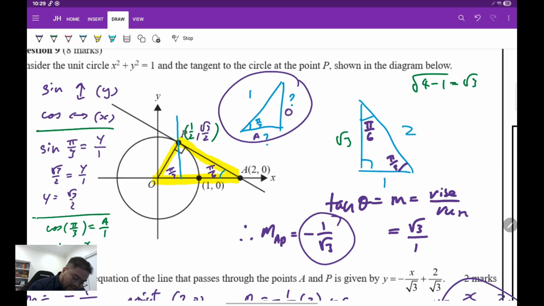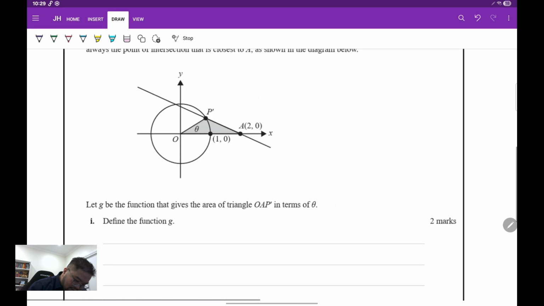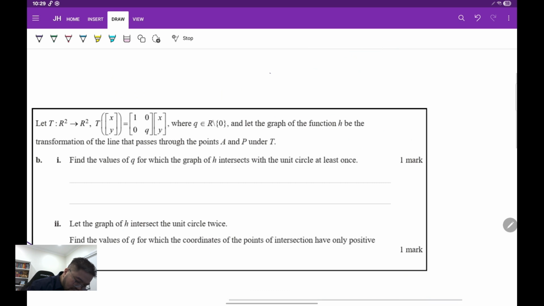All right, the next question now is asking us, given this particular transformation where q can't equal 0, but it equals every other real number, find the values for q for which the graph intersects with the unit circle at least once. Now, this is taken out of the study zone. However, this still is an applicable transformations question.